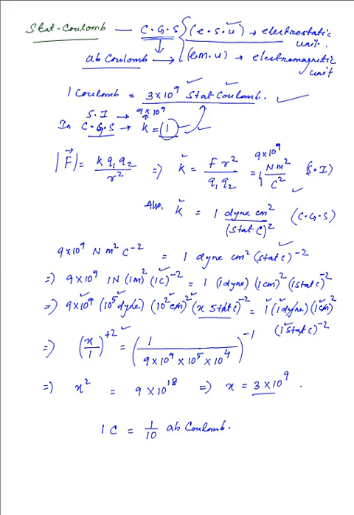And because 1 coulomb is also equal to 3 times of 10 raised to the power 9 stat coulomb, we can very easily see the relation, or obtain the relation between ab coulomb and stat coulomb, which also means that 1 ab coulomb will be equal to, the 10 goes to the other side because the two terms on the right hand side have to be equal because the left hand side terms are equal. So 1 ab coulomb will definitely be equal to 3 times of 10 raised to the power, now it is 10 stat coulomb. So this is the relation between ab coulomb and stat coulomb.